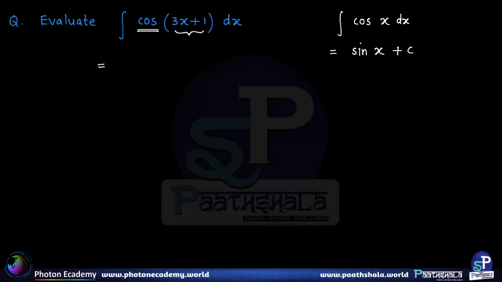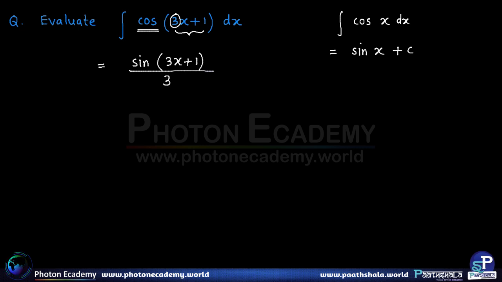So therefore here the answer would be sine of 3x plus 1, because the integral of cos is sine, but it has to be divided by the coefficient of x, which is 3. So therefore it will get divided by 3, plus c.